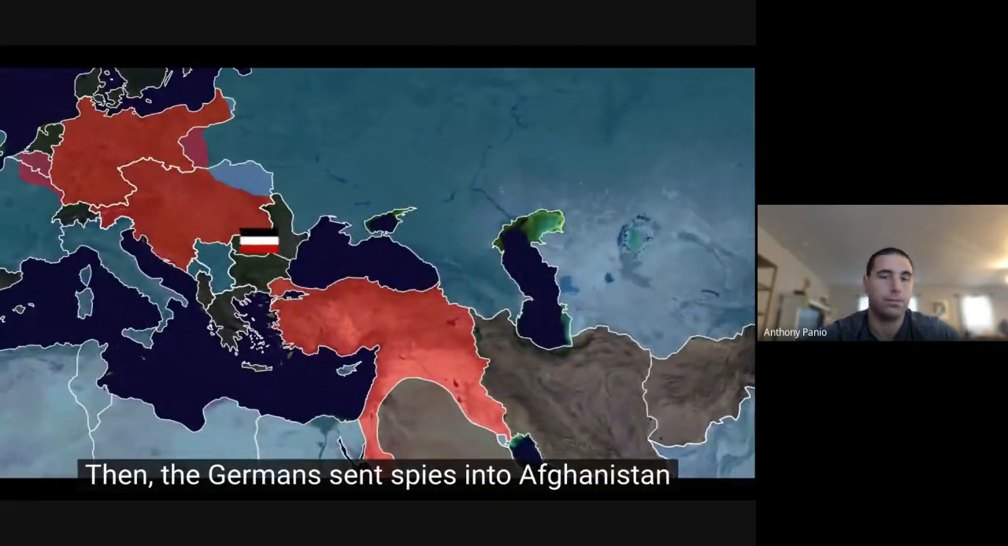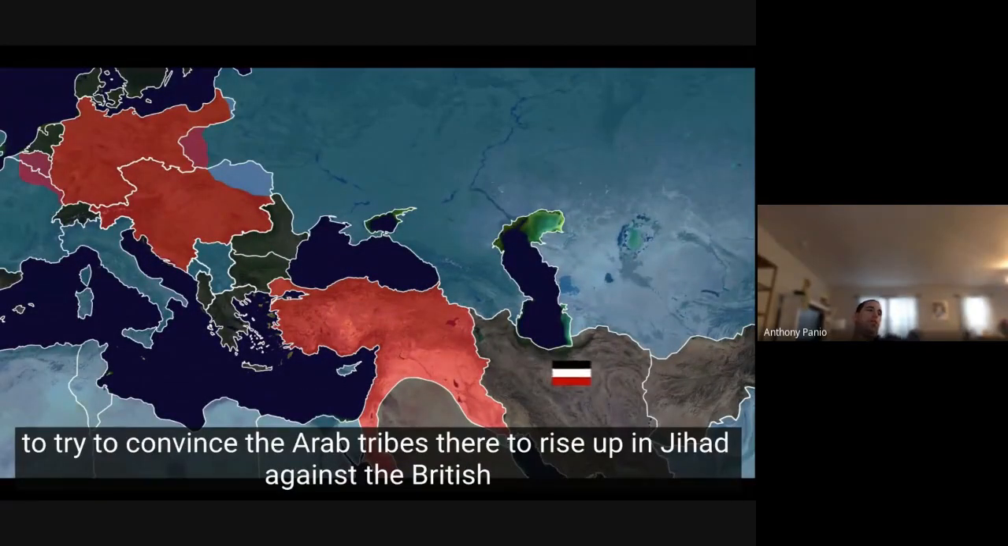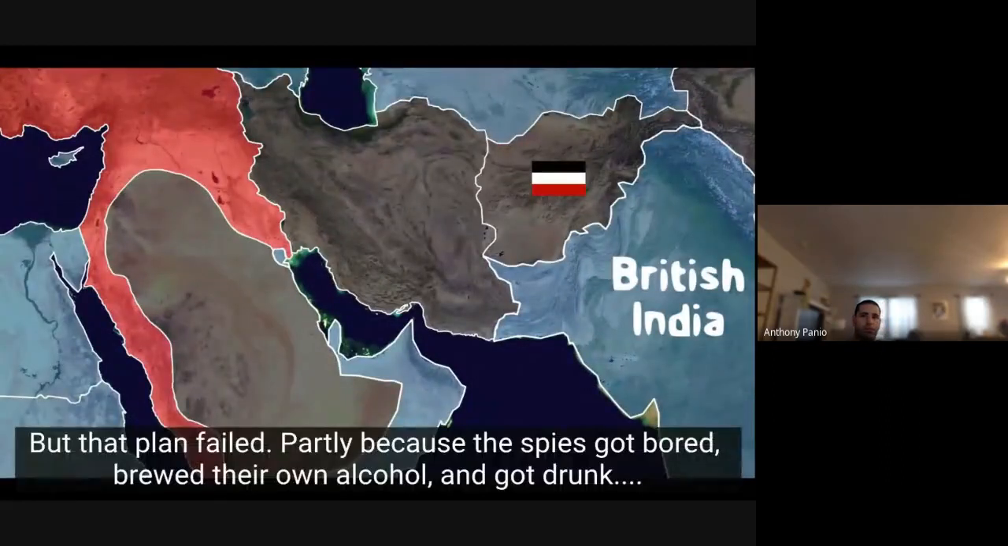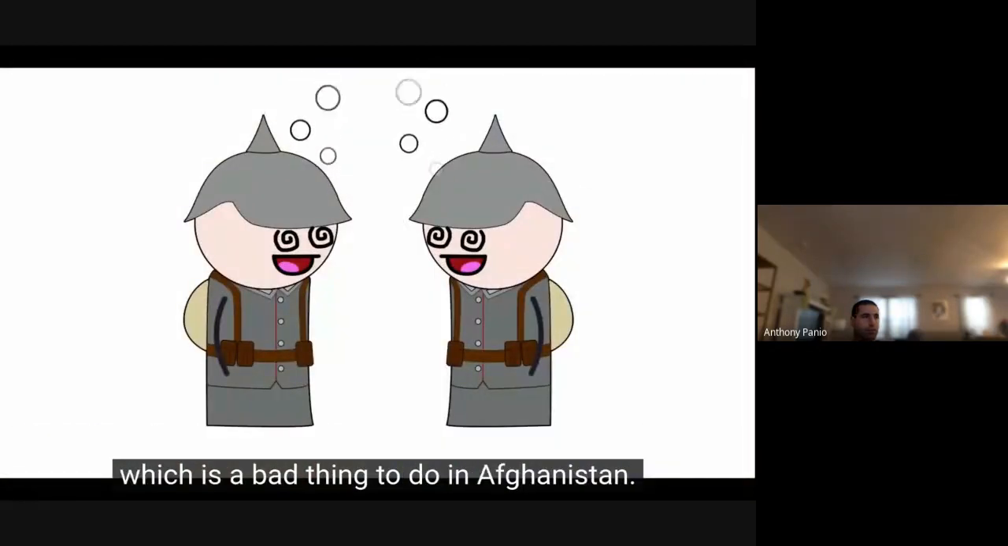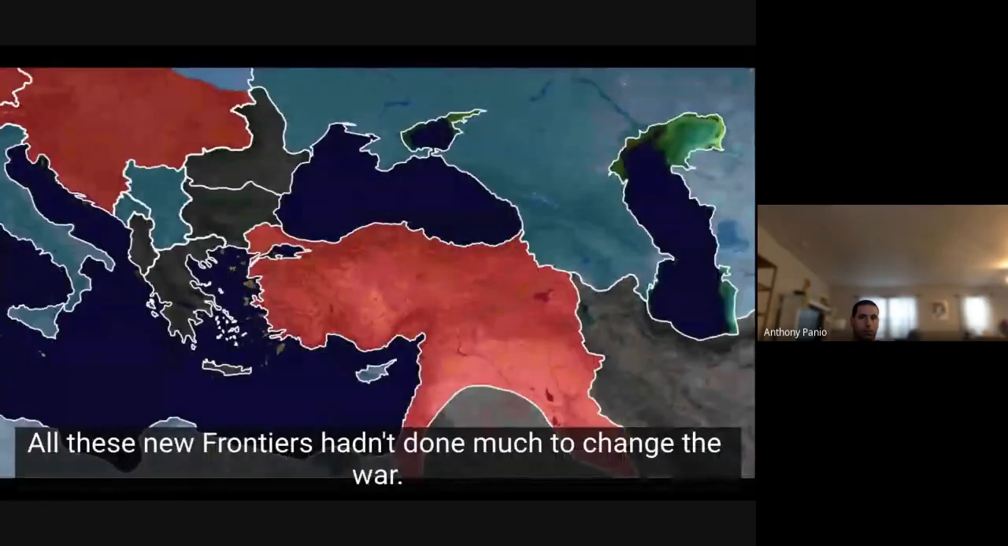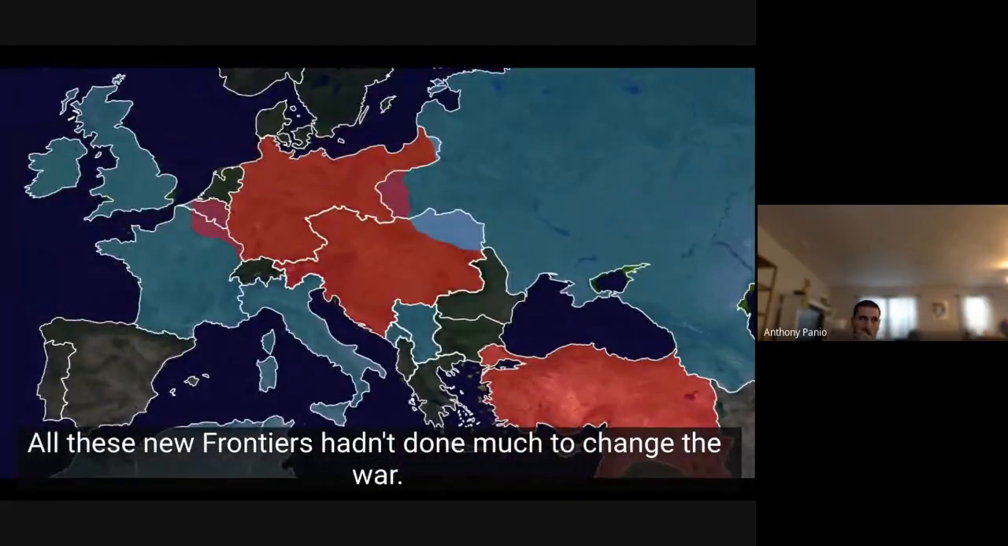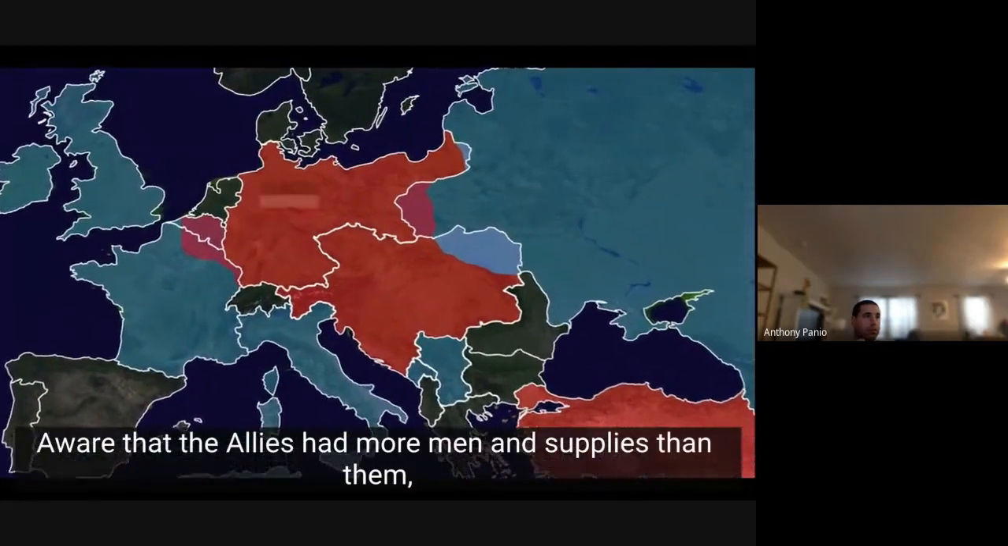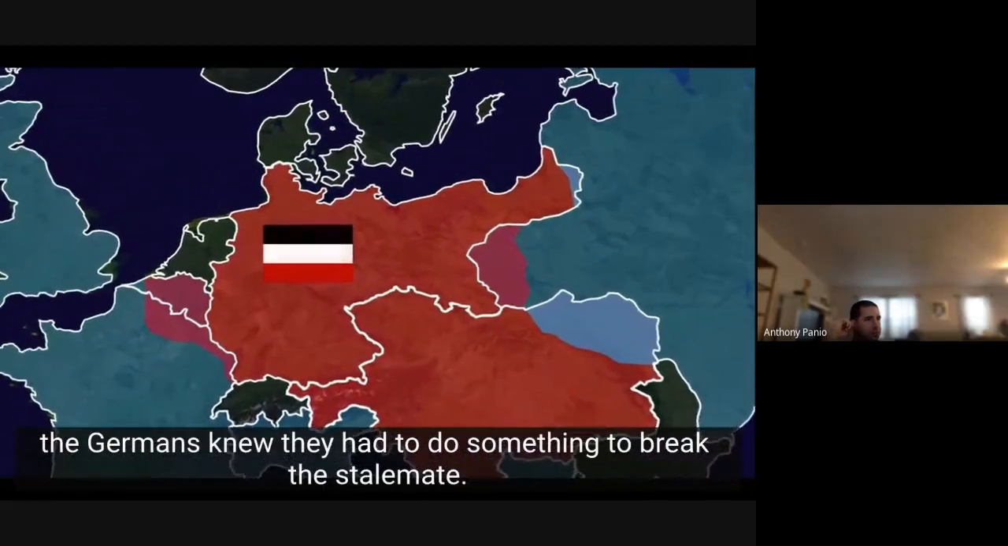Then the Germans sent spies into Afghanistan to try to convince the Arab tribes there to rise up in jihad against the British and attack India. But that plan failed, partly because the spies got bored, brewed their own alcohol, and got drunk, which is a bad thing to do in Afghanistan. All these new frontiers hadn't done much to change the war. Aware that the Allies had more men and supplies than them, the Germans knew they had to do something to break the stalemate.